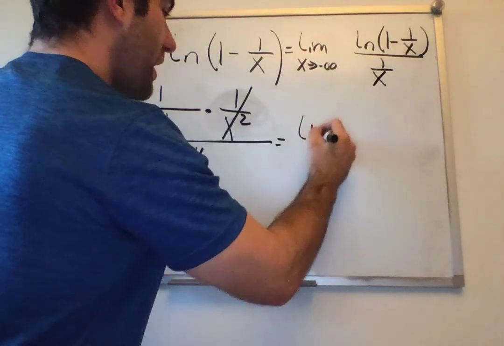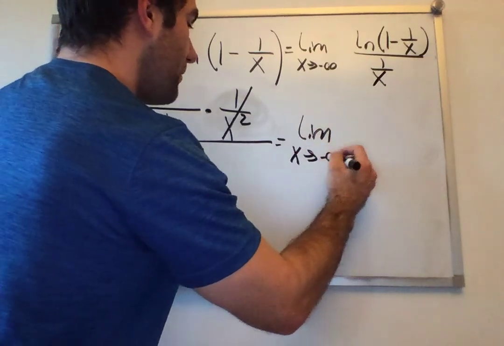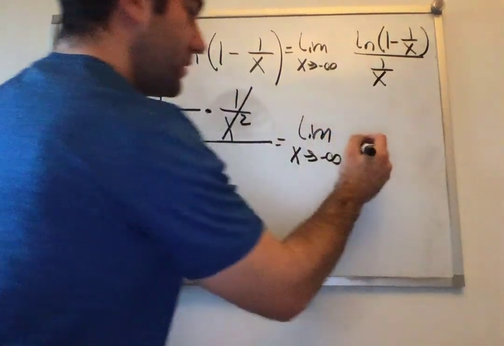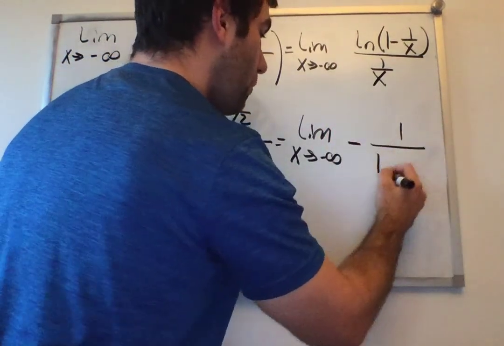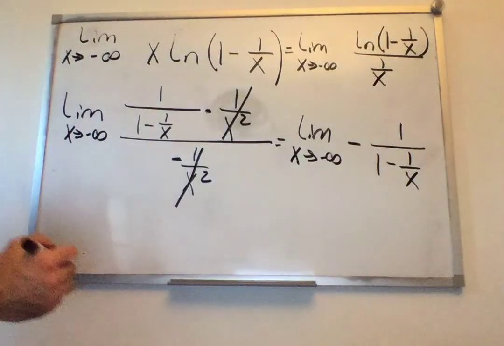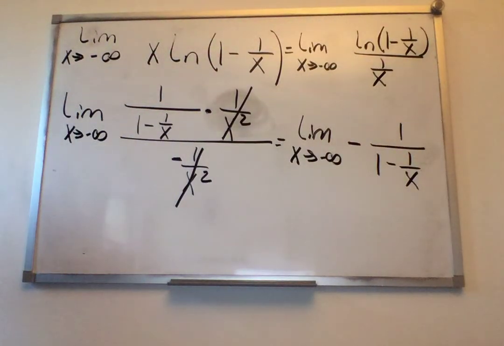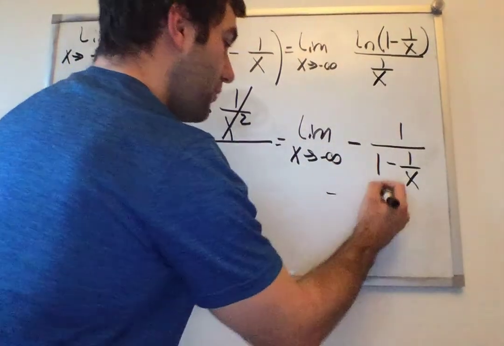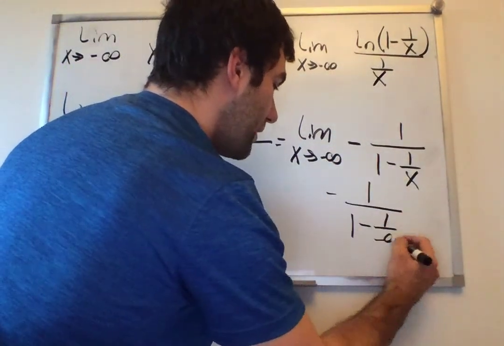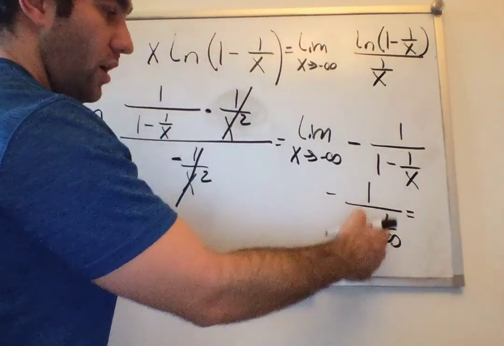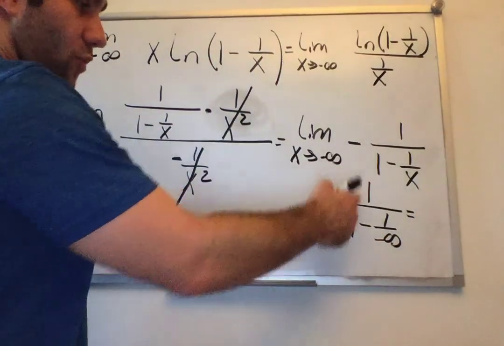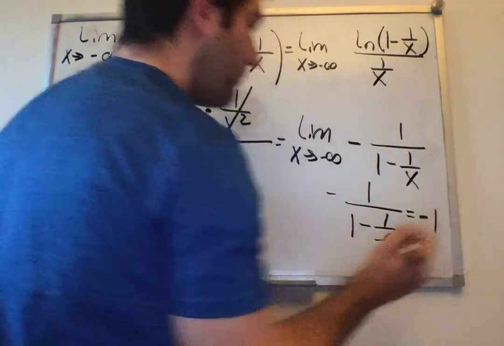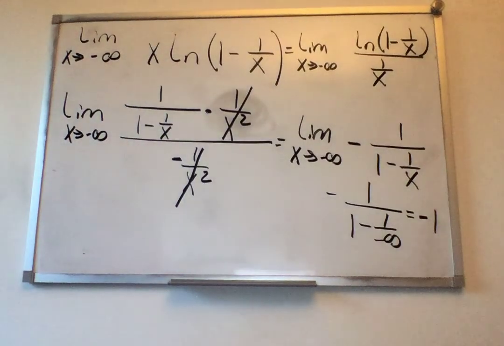So let's write what we have. Limit as x goes to negative infinity of, here's this negative sign, I'm going to write it way out front, negative 1 over 1 minus 1 over x. So now let's go ahead and plug negative infinity in here. So we get negative 1 over 1 minus 1 over negative infinity. Well, 1 over any infinity is 0. We get 1 divided by 1, which is 1. We get a negative sign out front. This limit is equal to negative 1.